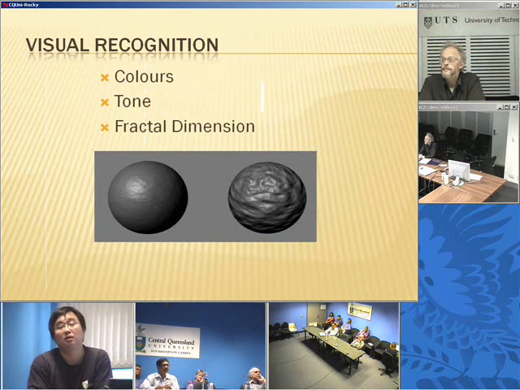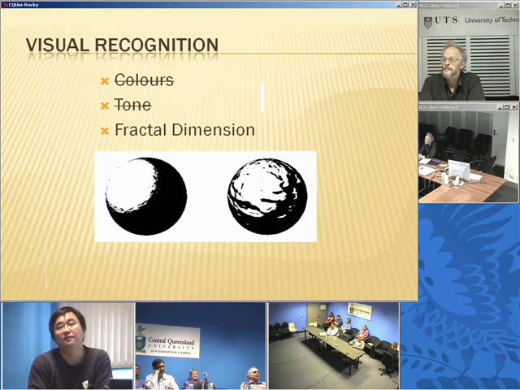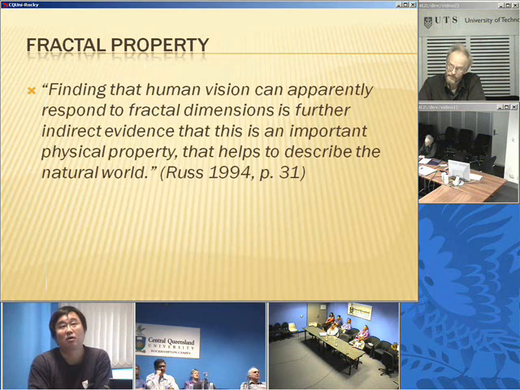So nowadays, scientists speculate that fractal dimension, the fractal property, is, besides color and tone, the third parameter our vision responds to. For example, here you can tell which ball is rougher or smoother than the other one. You have multiple visual clues to do that. But what if you deprive it of color and tone? You can still tell. Why? Because our vision responds to the fractal pattern, and can tell instinctively which one is rougher than the other. And so I put this quote here.